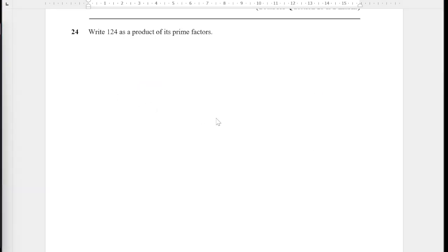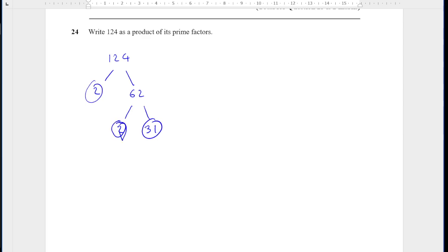Okay, question 24. Write 124 as a product of its prime factors. So we're going to use a factor tree to break this number down. So I will always try and take off my smallest prime factor. So that's going to be 2 in this case. 2 times by, well, half of this number is 62. Then I can take 2 out as another factor. 2 times 31. And 31 is a prime number. So we stop there. So those are our prime factors.